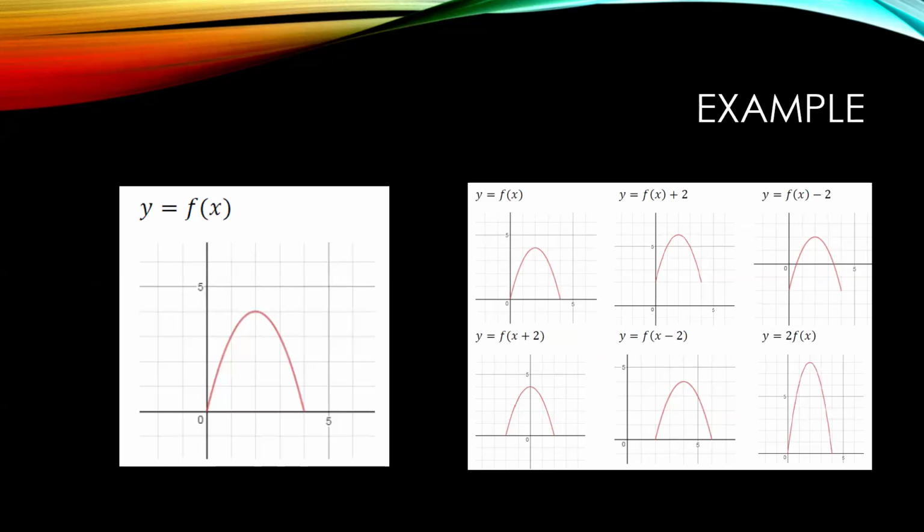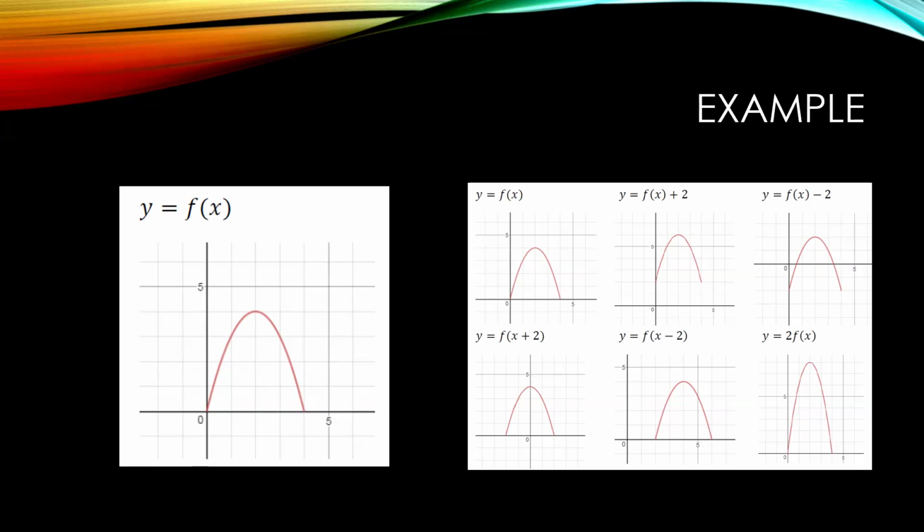Here's an example. Let's consider this function, f of x, equal to this graph. And so y is equal to f of x. It's a parabola. It starts at (0, 0), goes all the way to (4, 0), and has a peak at (2, 4).